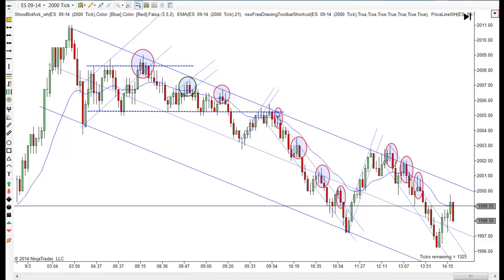It breaks higher, comes right back down off that trend line. It comes right back down off that low. So it's a breakout pullback short. I like going short right there.